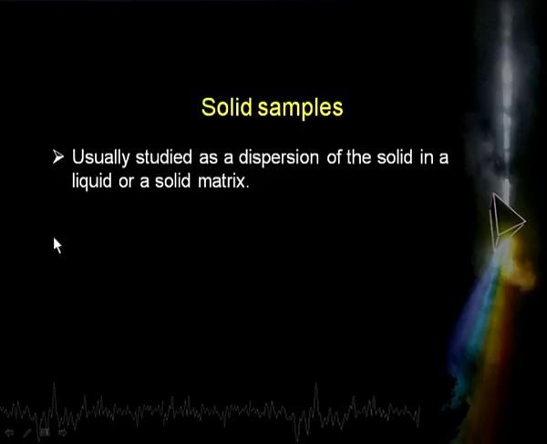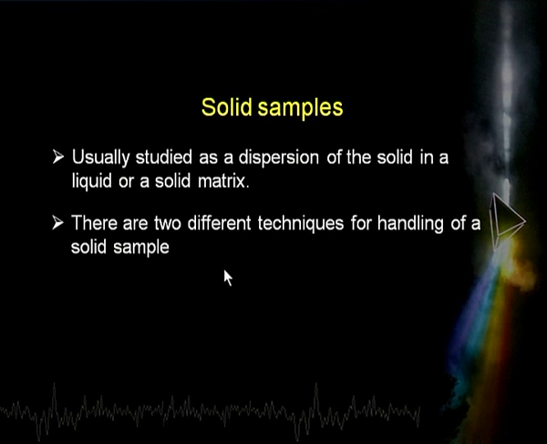Let us move on to the solid samples here. The solid samples typically are studied as a dispersion of the solid in a liquid or a solid matrix. There are two techniques of doing that, one using a liquid matrix, one using a solid matrix, and these two techniques are called the Mull technique and pelleting. Let us understand what these two techniques are.